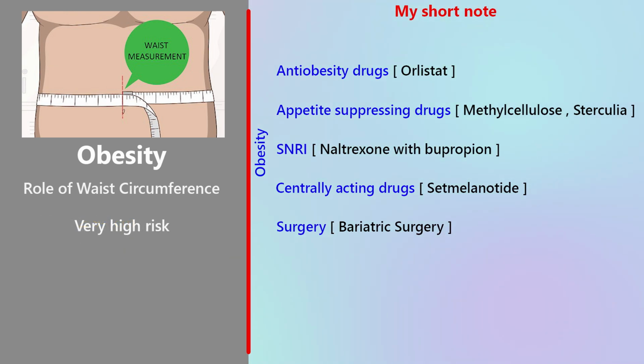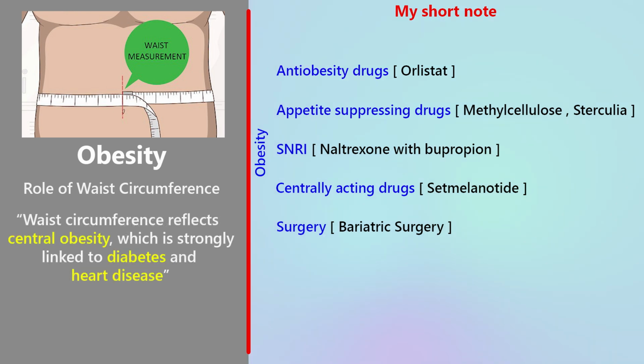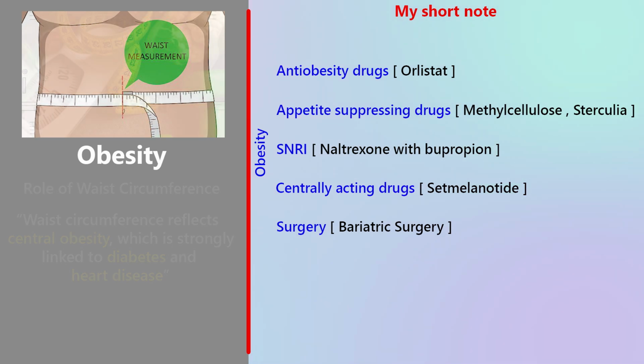When waist circumference becomes even higher, the risk becomes very high. That means 102 centimeters or more in men and 88 centimeters or more in women. Here's an important exam tip for you. Waist circumference reflects central obesity, and central obesity is strongly linked to diabetes and heart disease.